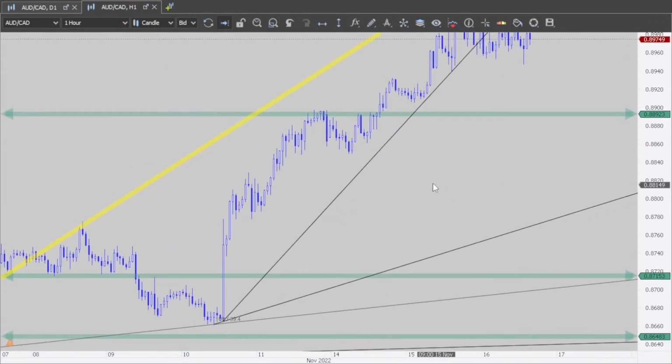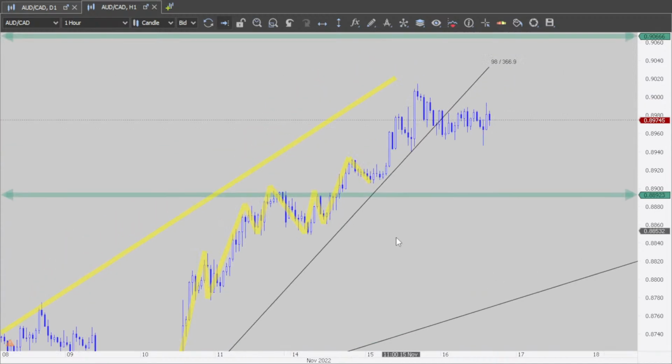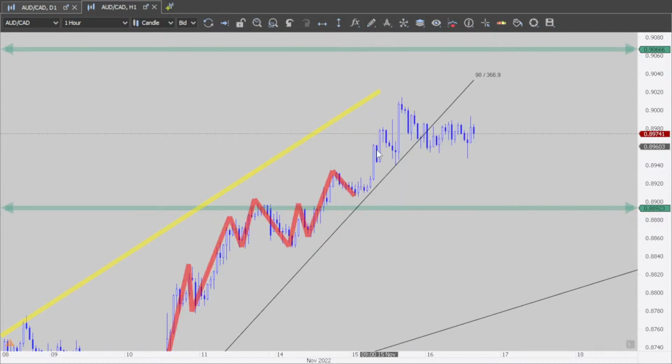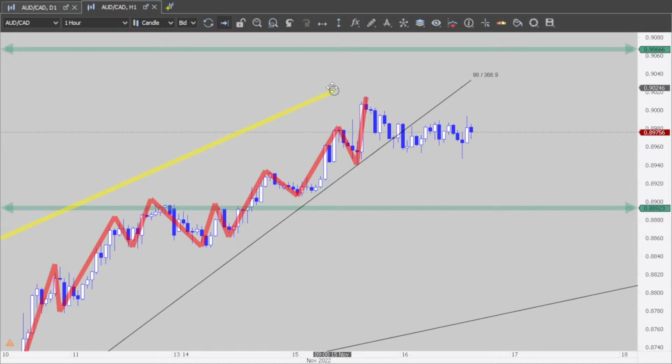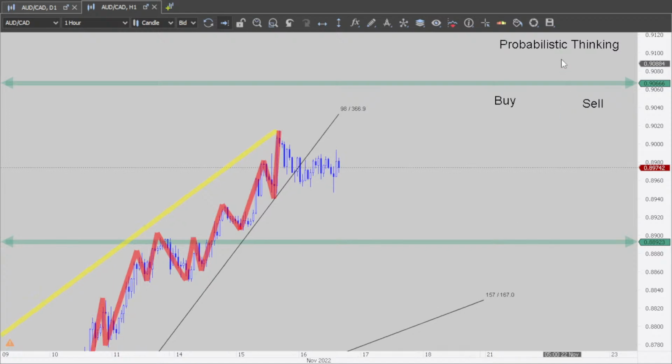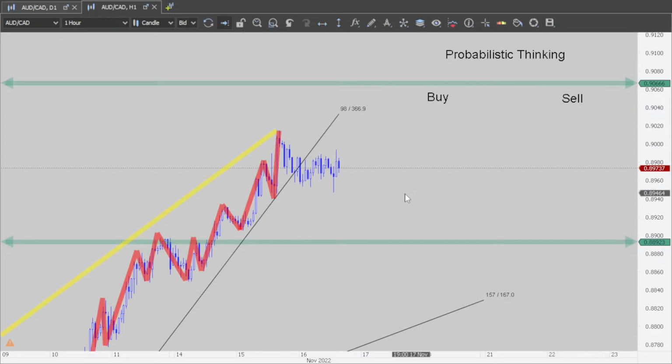Short-term trend on the 1 hour chart. Low to high, high to low, low to high, high to low, low to high, high to low, low to high, high to low, low to high, high to low. Give me a second. High to low, low to high, high to low, low to high, high to low. This is the short-term trend. This is the market wave, and this is now the short-term trend. See how this works, everybody?